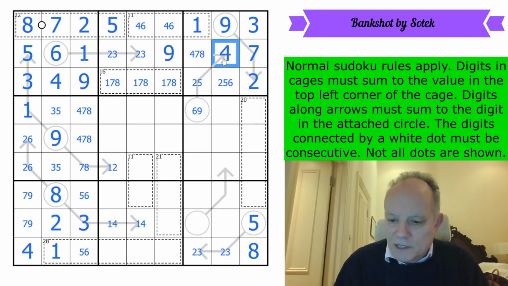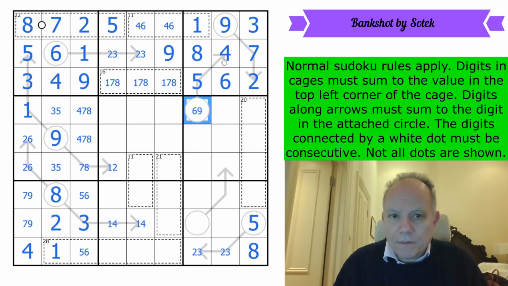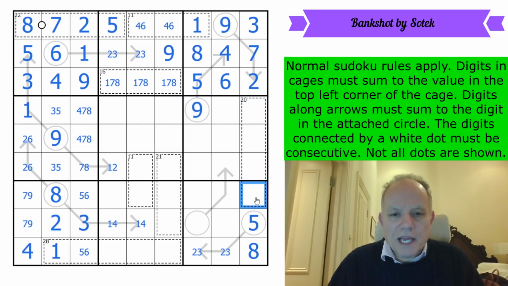That fixes this triple and this triple. And it puts 9 in this circle. 9 in this cage must be there, or rather in this column must be there. That's how I deduced that, not from the cage. 1 there.